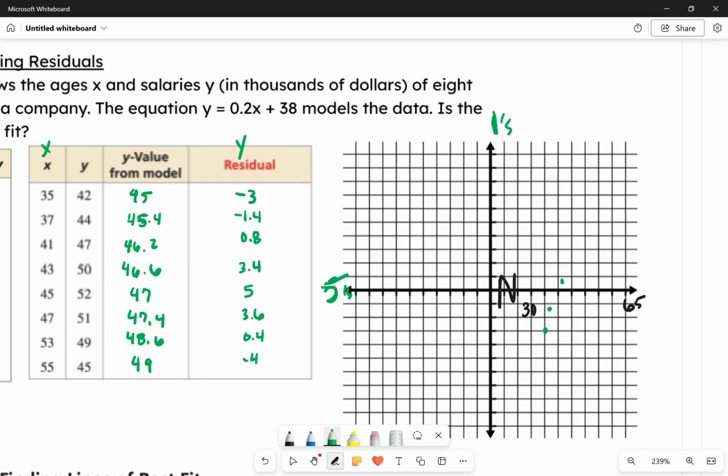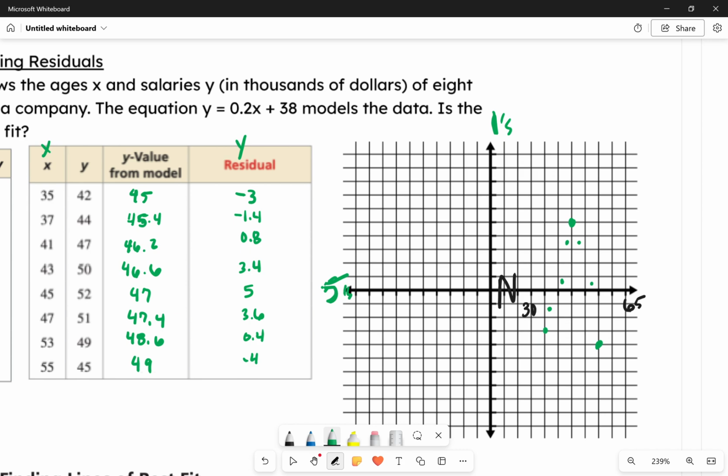43, 3.4. 1, 2, 3.4. All right, 45, which would be here, 5. 1, 2, 3, 4, 5. Okay, what next? 47, 3.6. 1, 2, 3.6. All right, so that was 47. Now we're at 53. So 50, 51, 52, 53, 0.4, so we're right in there again. And 55, negative 4. 1, 2, 3, 4.